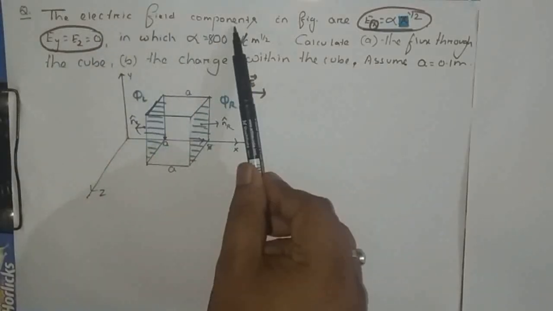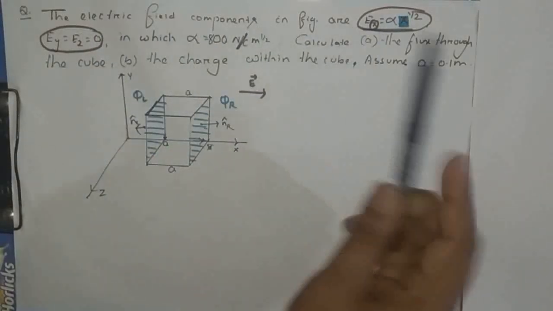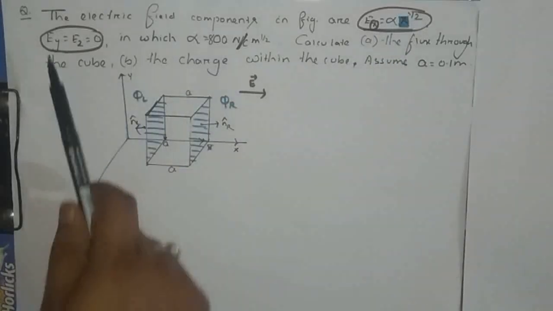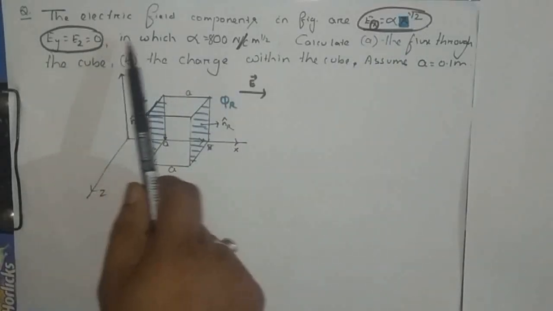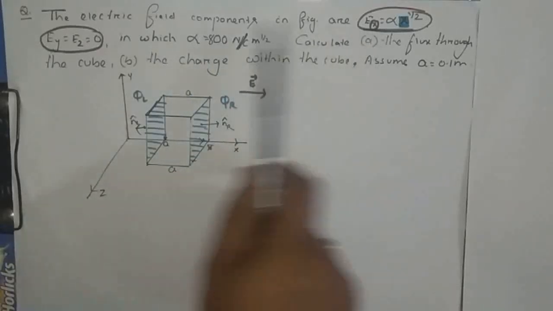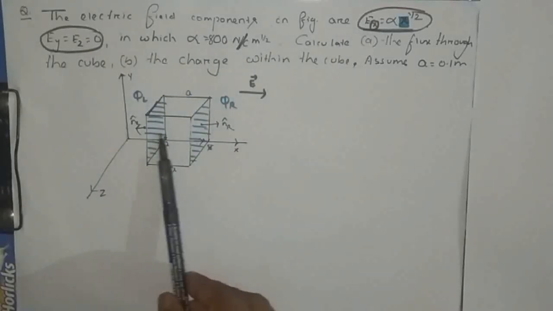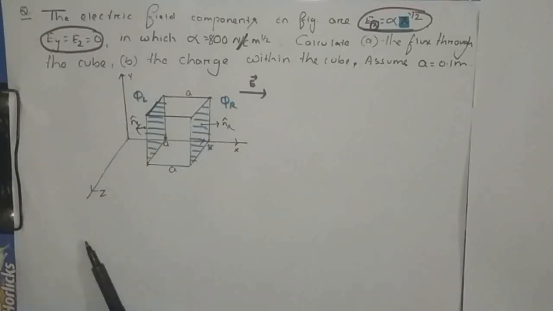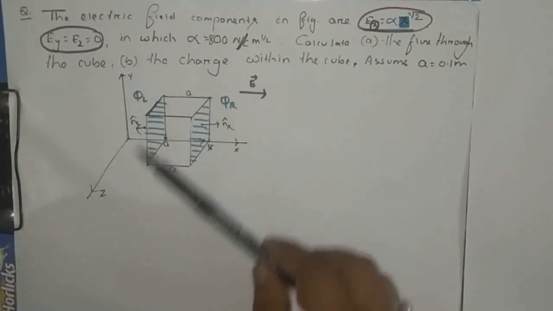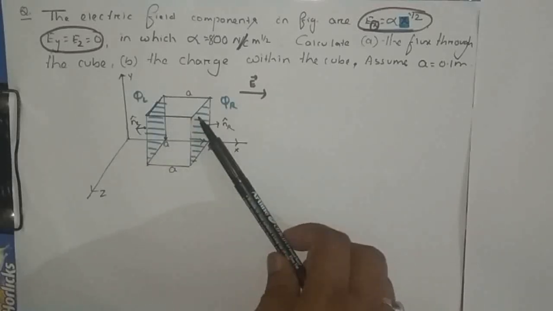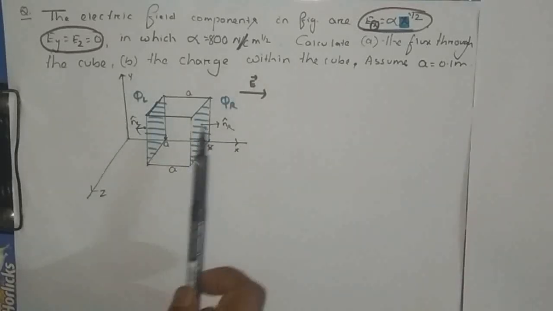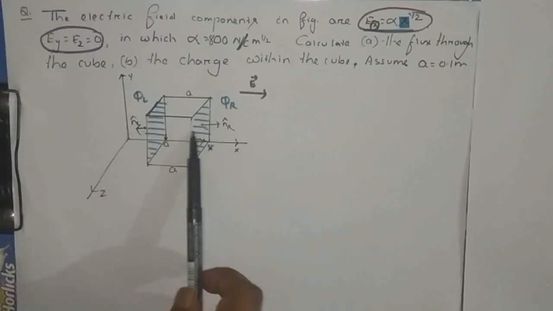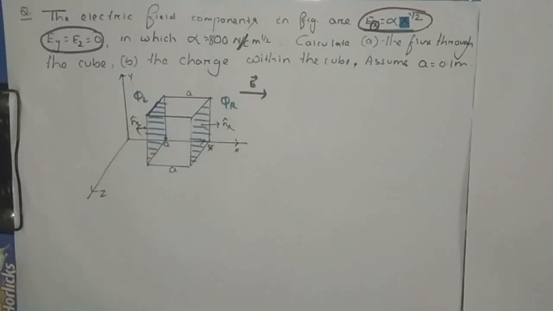Electric field components in the figure are Ex equal to alpha x to the power 1 by 2, Ey and Ez equal to 0. Let us focus on this point only. That means only the x-axis electric field exists. Along the y-axis and z-axis, that means these four faces, there is no electric field. This is clear. Only these two faces will face electric field, so flux will be there only due to these two faces.